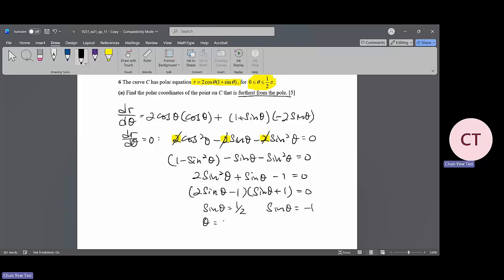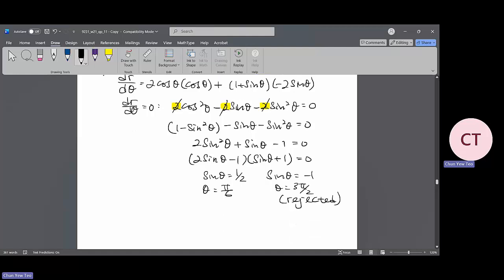Your theta over here will be pi over 6, and the theta over here will be 3 pi over 2. This will be rejected because our theta is only in the first quadrant. Okay, so therefore your answer will be theta equal to pi over 6. But we're looking for points, so we cannot stop here. We need to continue.